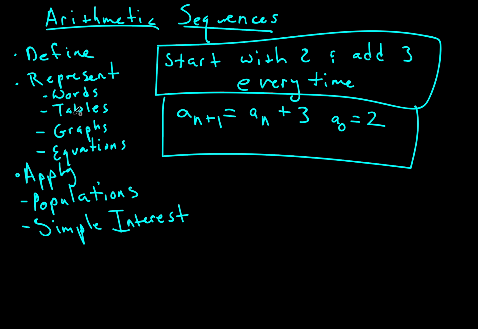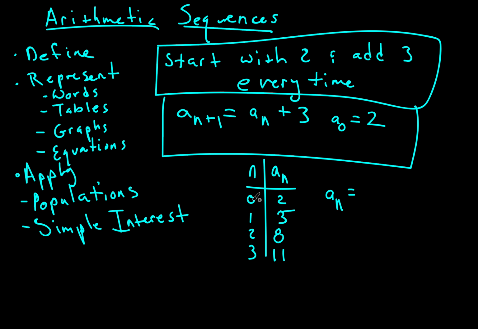From here, if we wanted to build a table, our table would contain both the term number and the term value. So for example, in this sequence we start at 2 and we add 3, so that would be 5, sorry. We add another 3, we add another 3, and so on and so on, and we get a table of values here.